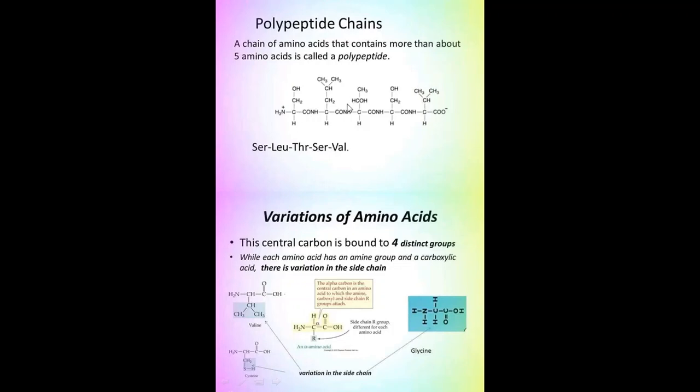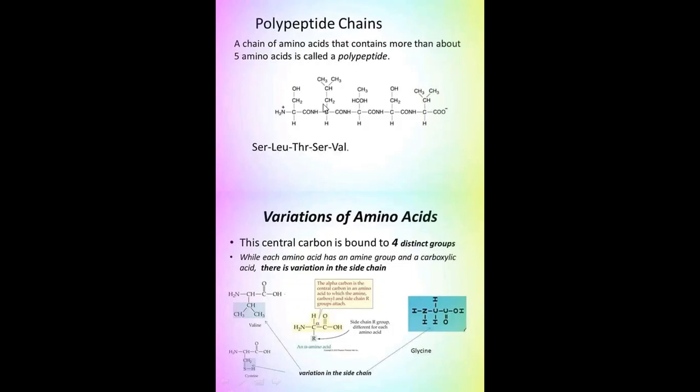To determine the number of peptide bonds present in there, between the first amino acid and the second amino acid, there exists a peptide bond. Between the second amino acid and the third one, there's a peptide bond. The third and the fourth, there's a peptide bond. And the fourth and the fifth, there's a peptide bond. So between serine and leucine, there is a peptide bond, or an imide bond. And between leucine and threonine, there is a peptide bond. Between serine and threonine, there's a peptide bond, and between serine and valine there's a peptide bond.